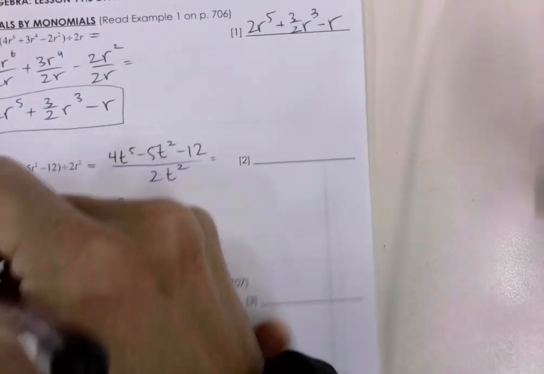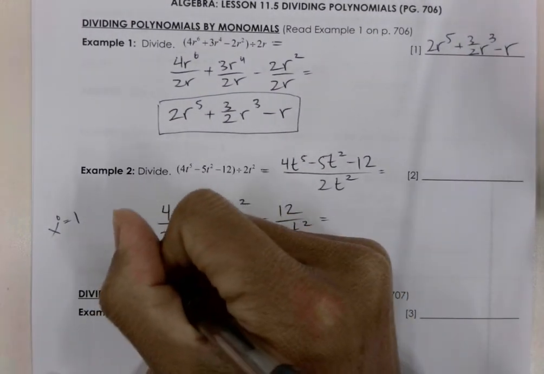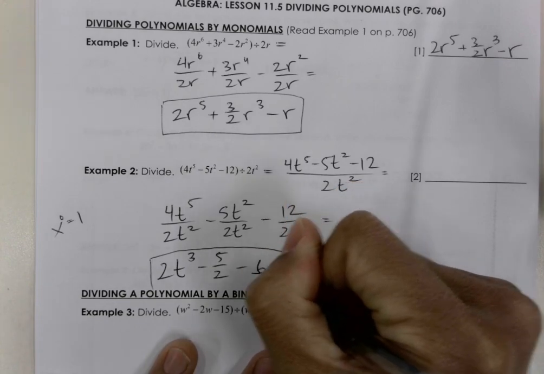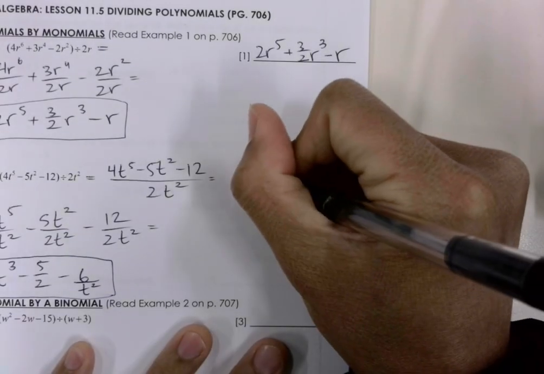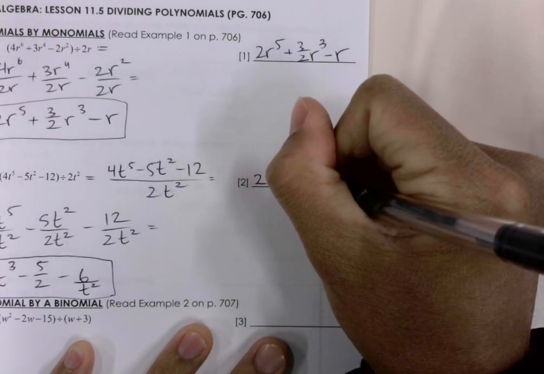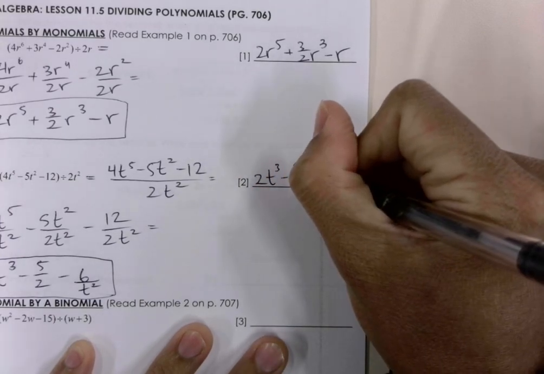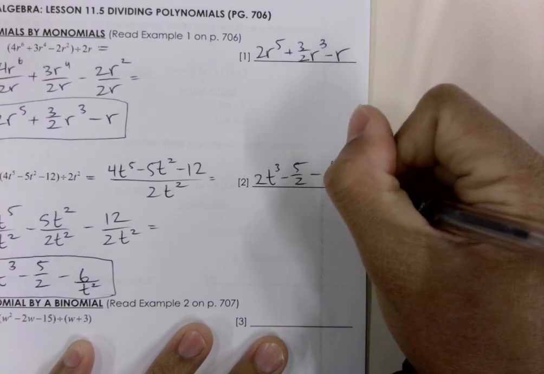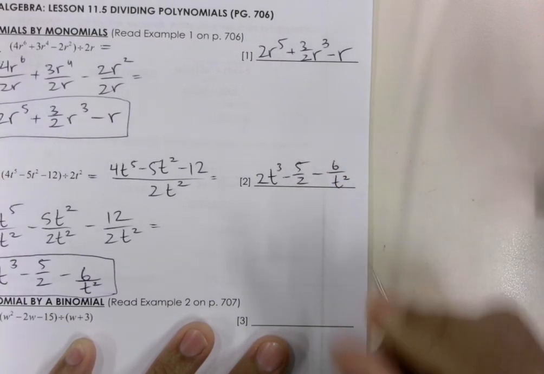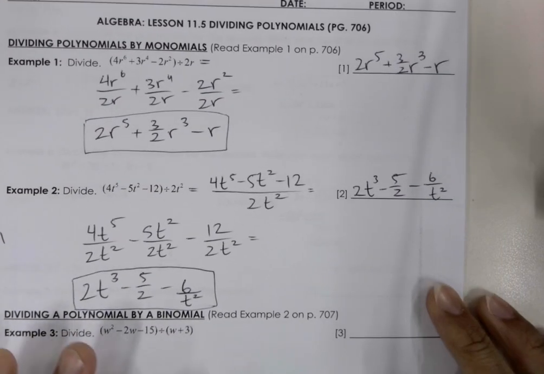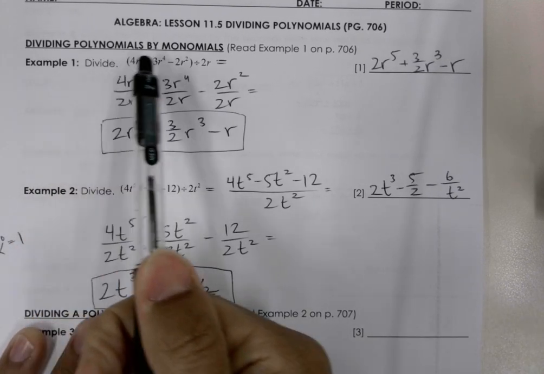So we can go ahead and write our answer down. We got 2t to the 3 minus 5 over 2 minus 6 over t squared. And that's how we divide polynomials by monomials.